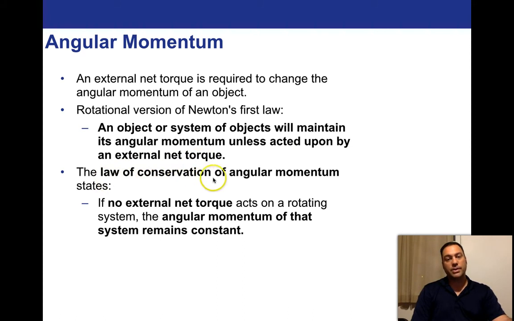So the law of conservation of angular momentum states, if no external net torque acts on a rotating system, the angular momentum of that system remains constant. Right? So angular momentum is constant. It's conserved. It doesn't matter if the object is spinning or if it's going in a linear direction. It's always conserved.